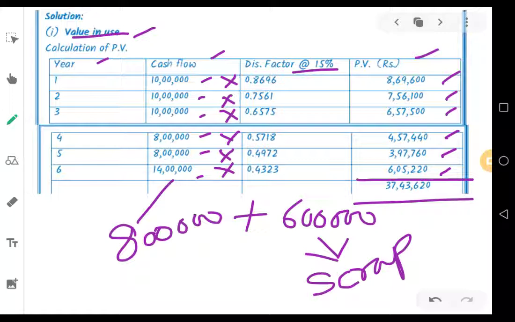So the first question is answered. Value in use comes to 37,43,620. Once again, observe carefully.